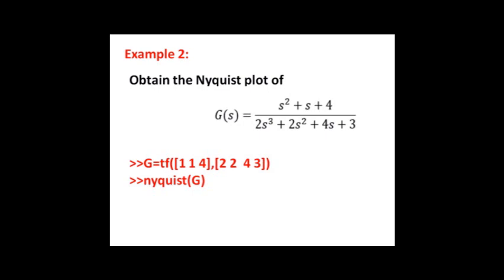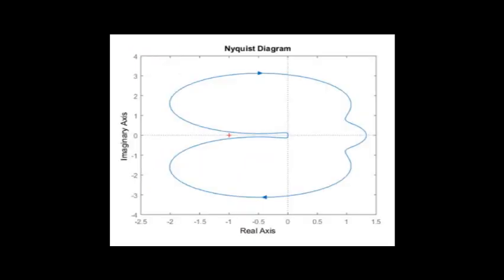Here the polynomial coefficients are 1, 1, 4 and 2, 2, 4, 3 for numerator and denominator respectively, and enter them by using tf and assign to workspace variable G as shown on the screen. In the next command line of MATLAB, call G as the input argument of nyquist. This execution also brings about the Nyquist plot as seen on the screen.